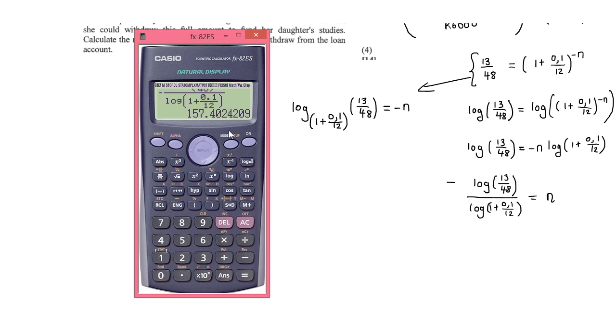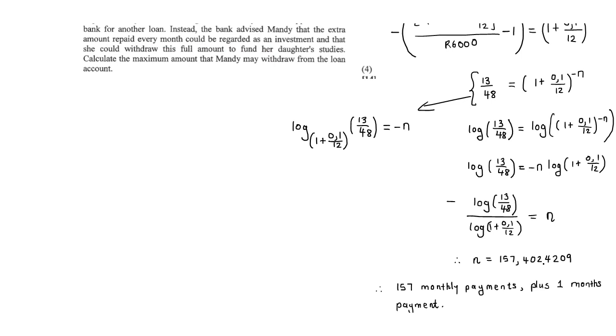Now, believe it or not, the bank actually still charges you for all those decimal points. Remember what we were asked: how many payments does she need to make in order to settle the loan? In order to settle the loan, she's going to have to make these 157 payments plus 1 month's extra payment, which is due to these decimal values. So it's actually 158, but we write out that number plus 1 month's payment.